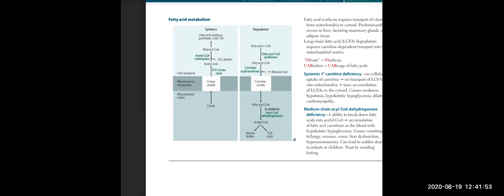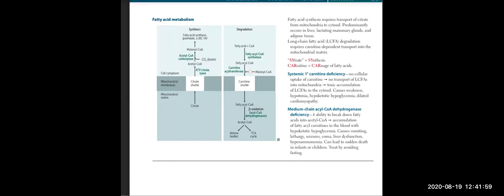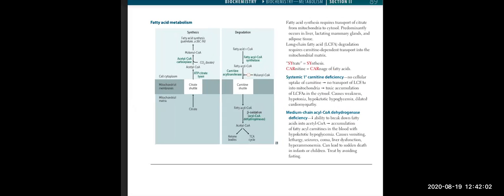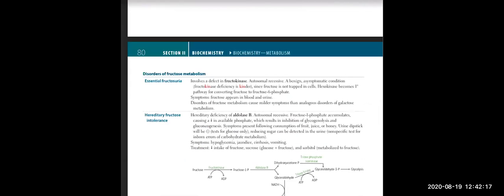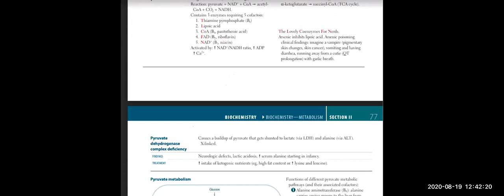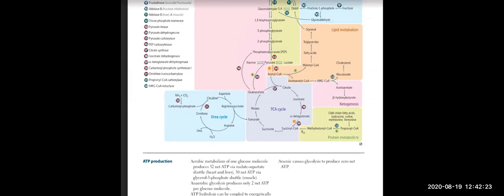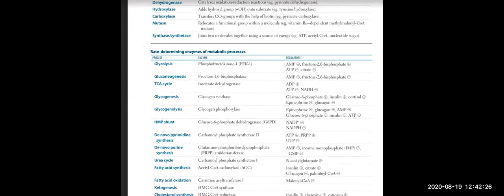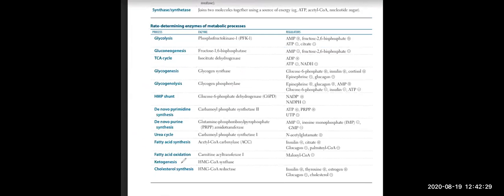Okay, now if I take you back again to the book, this was page number 89. Now you're clear with this point that fatty acid synthesis has this enzyme. You have seen where it works.